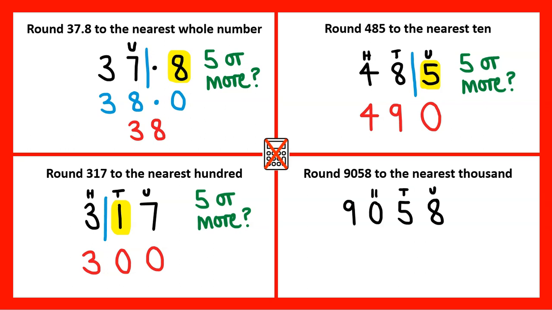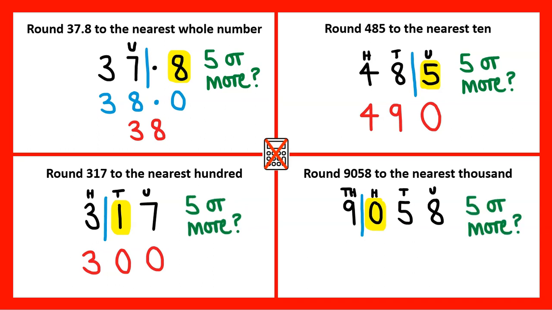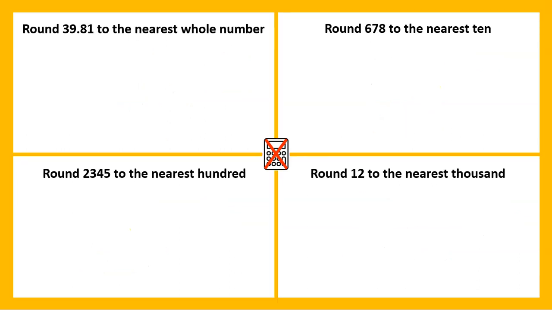Units, tens, hundreds, thousands. My line needs to go after the thousands column, looking at the number to the right hand side and whether this is 5 or more. It isn't, so the 9 will stay the same and everything after the line will turn to 0, giving me 9,000. On to the intermediate questions with a slight increase in difficulty, rounding 39.81 to the nearest whole number.